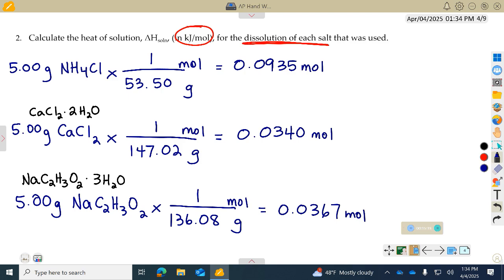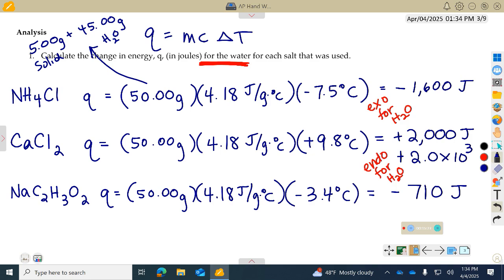Okay, so now kilojoules per mole. So I want to go back to my answers from number 1, turn them into kilojoules. I also need to flip the sign. So these were all in reference to the water. So for example, the water temperature went down for the ammonium chloride. The water released 1,600 joules. Where did it go? It should have been absorbed by the ammonium chloride in the solution process.